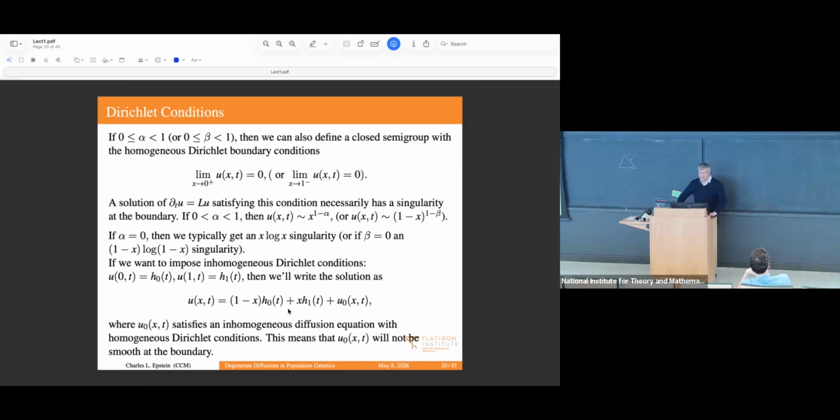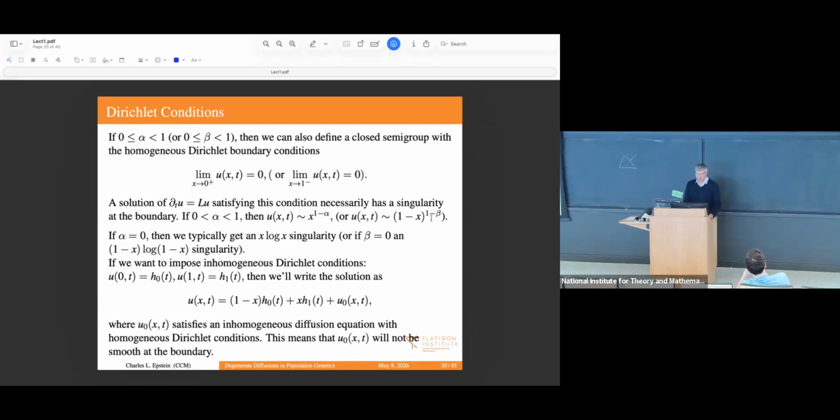Now, it turns out that if the strength of the mutation is weak enough, that is, if alpha is less than 1 or beta is less than 1, then you can define a closed semigroup where you have homogeneous Dirichlet boundary conditions. That is, I can insist that the solution go to 0 at one of those endpoints or both of those endpoints. And the solution satisfying this condition, however, necessarily has a singularity at the boundary. So if alpha is between 0 and 1, and I want the solution to be 0 at x equals 0, then the solution is going to look like x to the 1 minus alpha at that point. And similarly, if I want it to be 0 at the 1 boundary point, then it's going to look like (1 minus x) to the 1 minus beta.